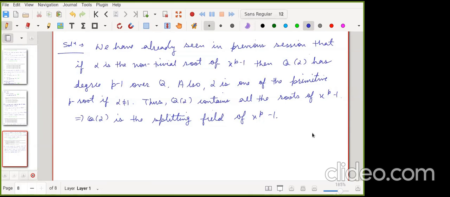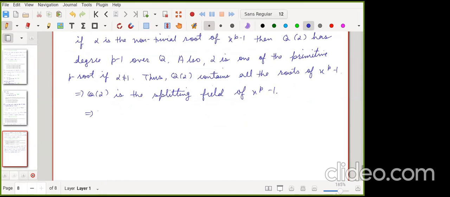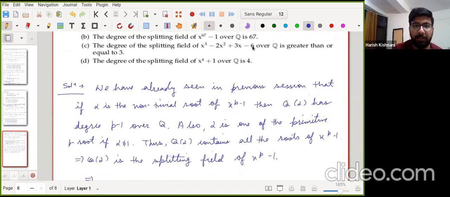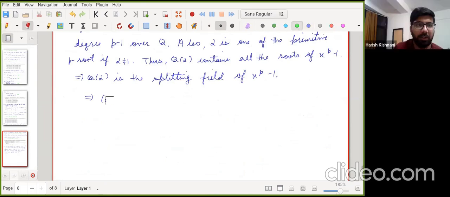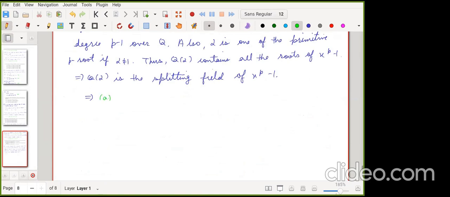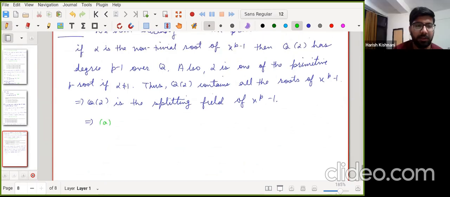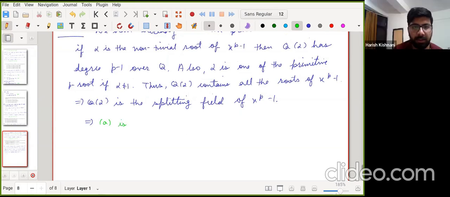So this implies A is correct and B is not, because it should be 66 but it is saying 67. So A is correct but B is not. So Nagmani, you are getting it? We have already seen that this extension has degree p minus 1. Do you have any doubt in that?